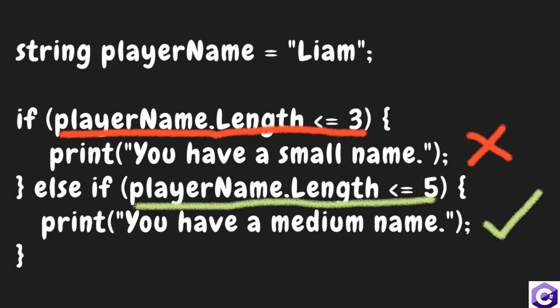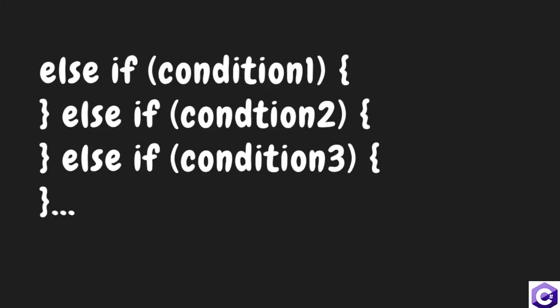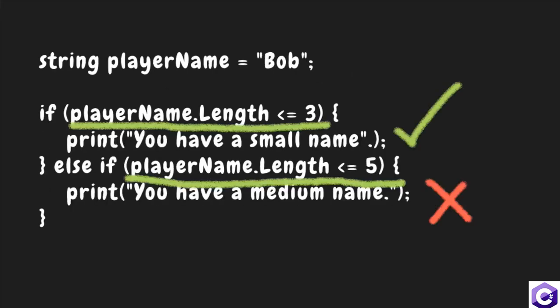So if I translate this code in English, it would say something like this. If the name has got 3 or less characters, then we'll print out you have got a small name. If it doesn't have 3 or less characters, then we will check if it has 5 or less characters. If this is true, then we will print out you've got a medium name. Note that you can add as many else if statements one after the other as you like.